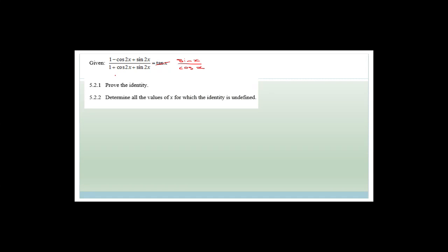Now, another thing I need to go over with you is your formula for your sine 2x, cos 2x, etc. Remember that sine 2x can be replaced with 2 sine x cos x, whereas your cos 2x has got 3 options. It can either be cos squared x minus sine squared x, or it can be 1 minus 2 sine squared x, or it can be 2 cos squared x minus 1.